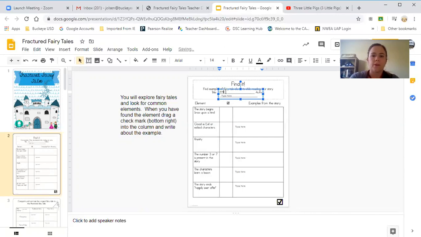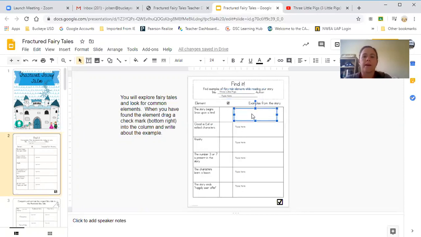We're going to be doing the 3 Little Pigs today. We're going to listen to it, and then we're going to come back and see if we can find any of these elements, and then you can always go back and listen to it again if you need to.